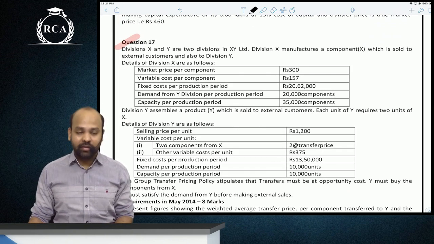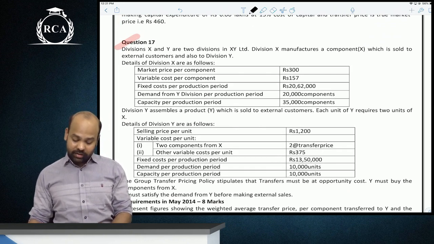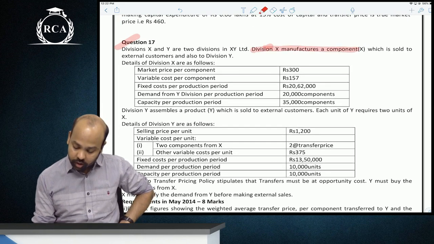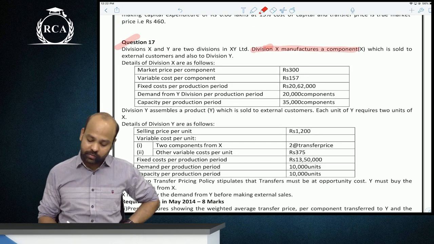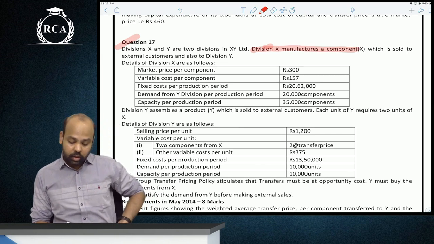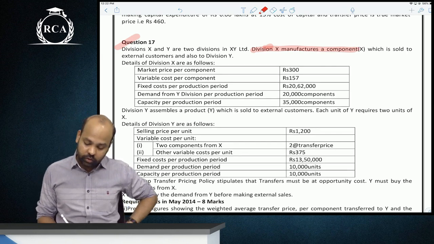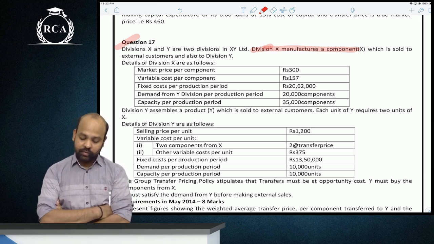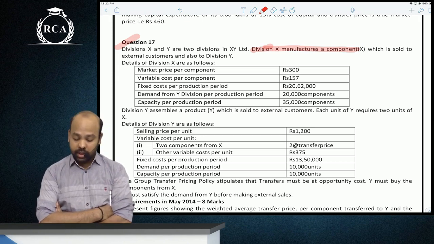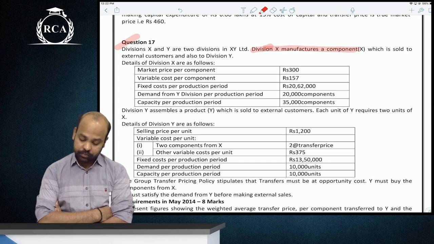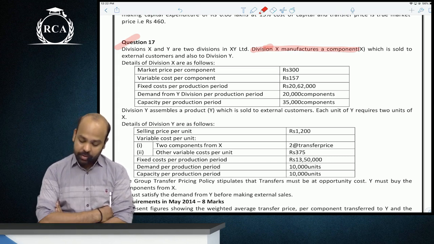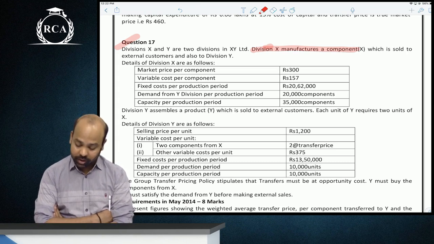So, question number 17, beta, now. Division X and Y are two divisions in X5 Limited. Division X manufactures a component X which is sold to external customers and also to Division Y. The details of Division X are as follows. Market price per component is 300 rupees. Variable cost per component is 157. Fixed cost is 20,60,000. Demand from Y division per production period is 20,000 components. Capacity per production period is 35,000 units.